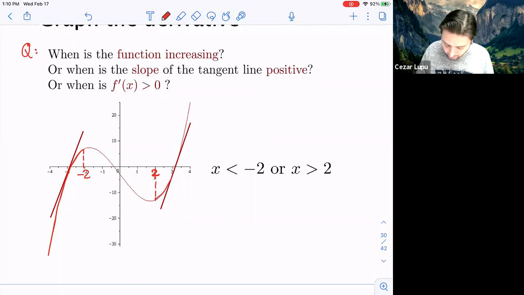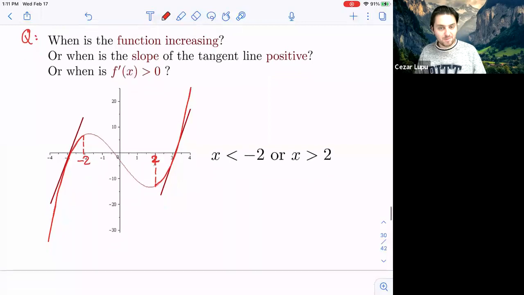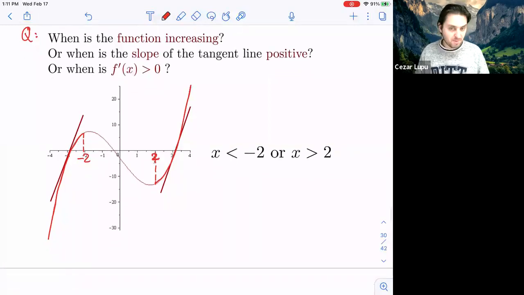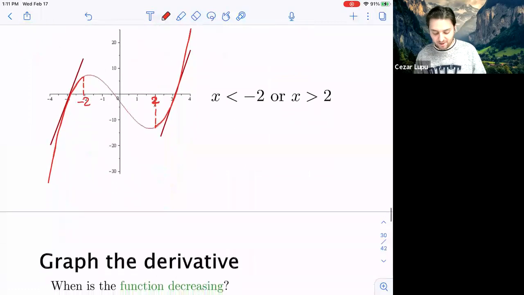And what happens here again? What happens with the graph here on this portion when x is positive? Again, it rises. So maybe it is increasing both when x is less than -2 and also when x is greater than 2. So maybe it's both. The derivative will be positive on both, right?